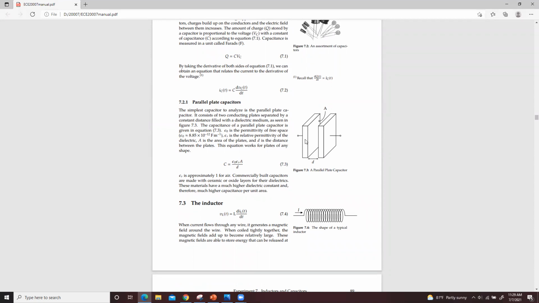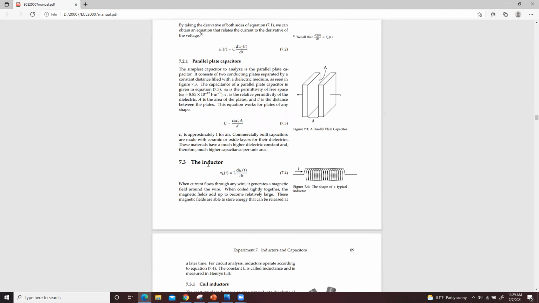So a capacitor is basically just two metal plates. If you put them close together, they work as a capacitor, and make sure they are not touching each other. They have some distance in between. And here is the equation for the capacitance.